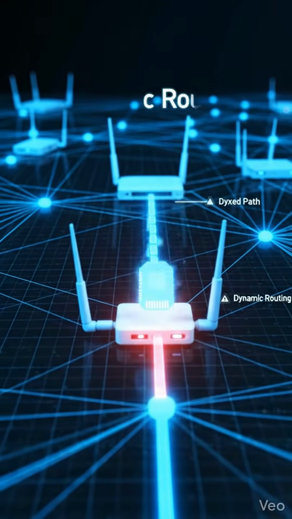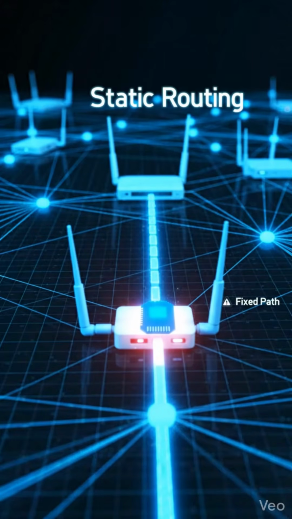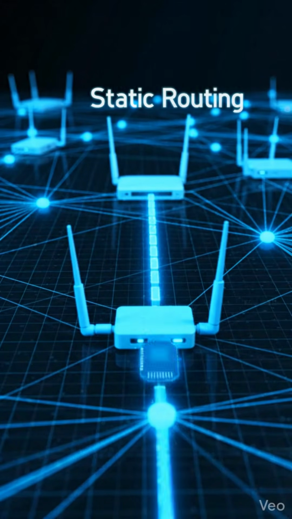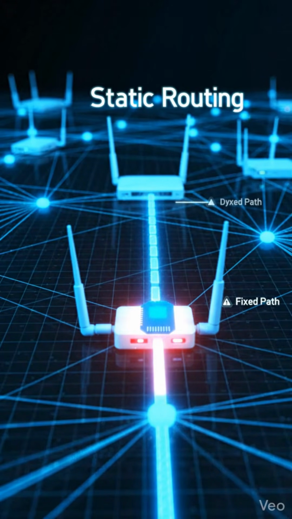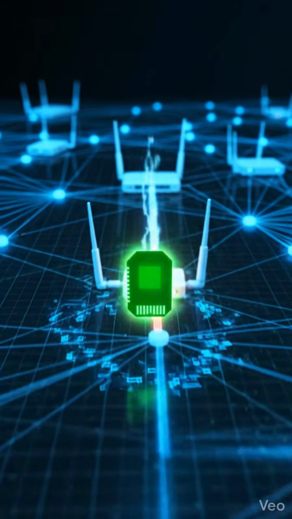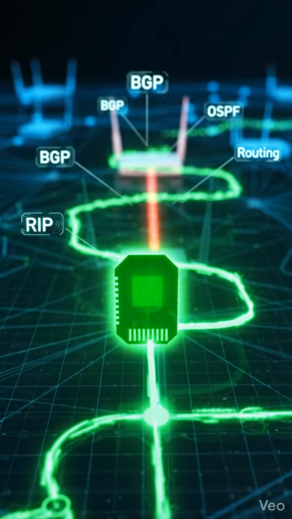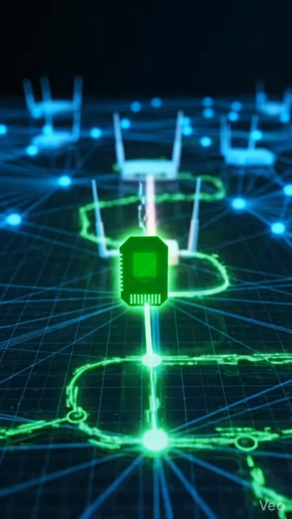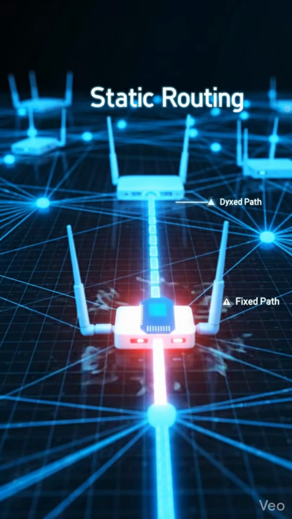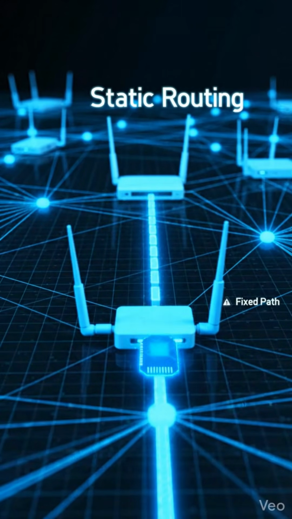The second is dynamic routing. Here, routers automatically learn and update routes based on network conditions. They use special protocols to share information with each other. This allows the network to adjust if something changes, like a connection going down or traffic increasing. Dynamic routing is what makes the internet flexible and resilient.